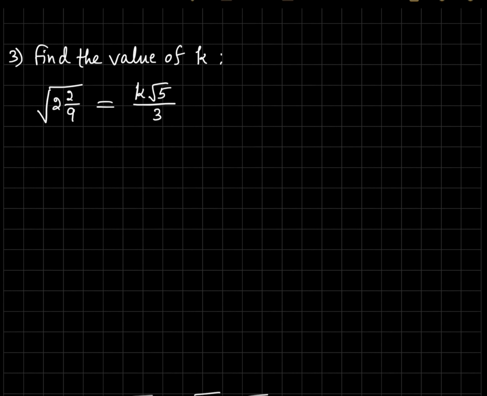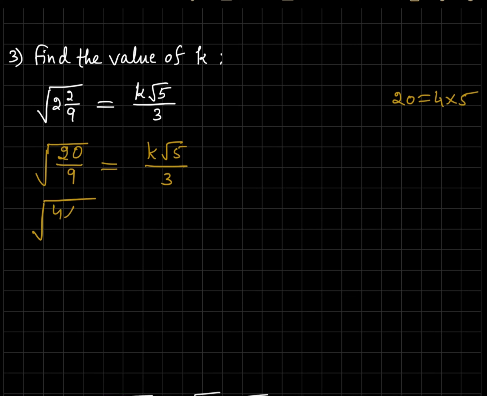Now in this type of question, they are asking you to find the value of k. First thing, under the radical sign I can see it is a mixed fraction, so I will convert this into a proper fraction. 9 times 2 is 18, 18 plus 2 is 20, so 20 over 9 is equal to k times square root of 5 over 3. Now split 20, because 20 can be written as 4 times 5. So I will write square root of 4 times 5 over 9 equals k square root of 5 over 3.